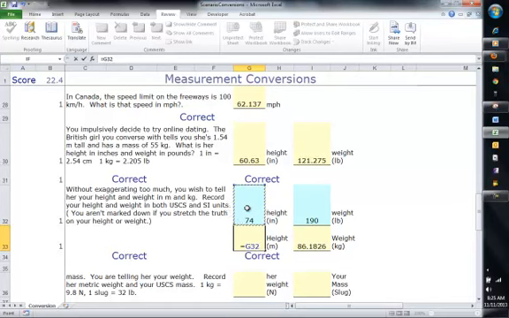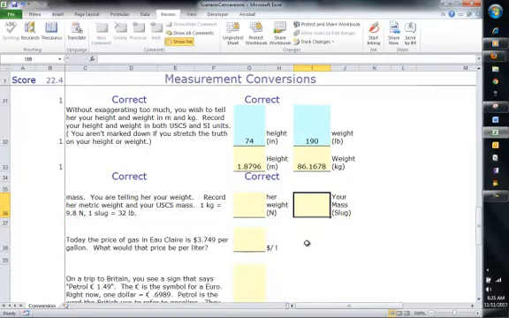We want it in meters, so times 2.54, but that's in centimeters, so I'm going to have to divide by 100 to get it in meters. Okay, my mass in kilograms, so it's 190 divided by 2.205 pounds per kilogram. My mass is 86 kilograms.